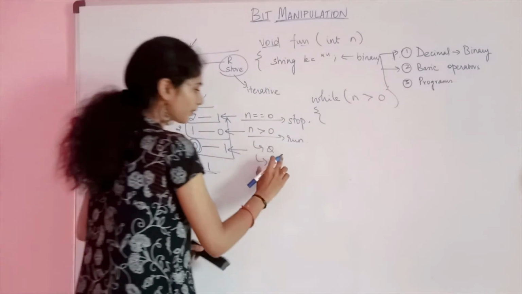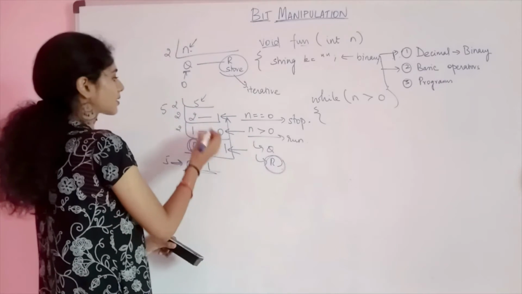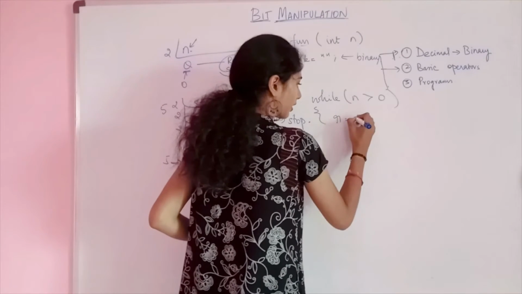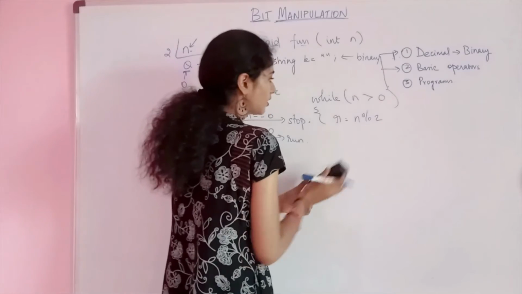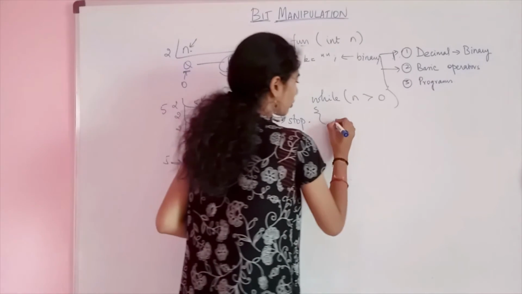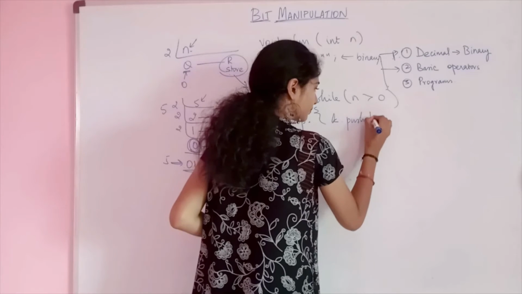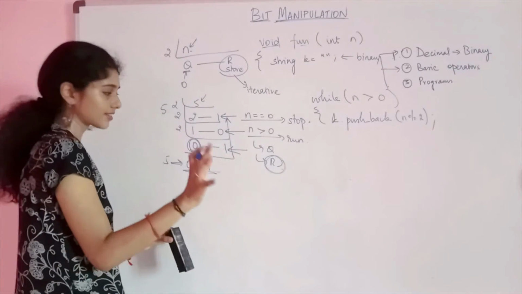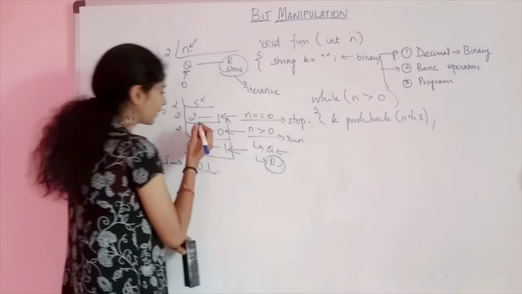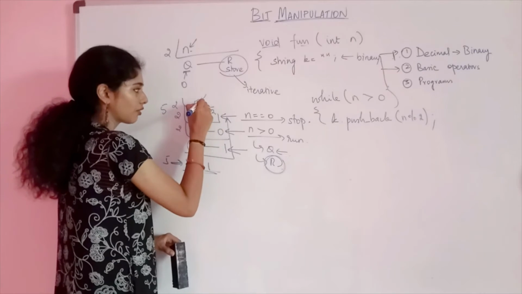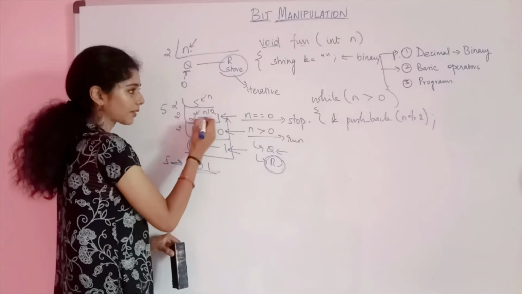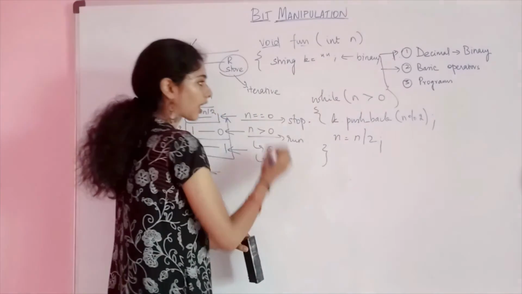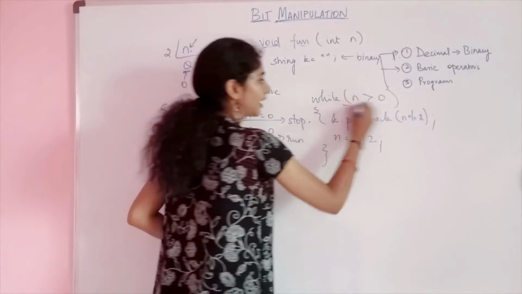While n is greater than 0, get the value of the remainder. What is this remainder? n mod 2, right? But rather, we are storing this remainder, so k dot push_back of n mod 2. Makes sense? Now the quotient will be n divided by 2, 5 by 2. So n is equal to n by 2. This is going to occur again and again until n is no longer greater than 0.